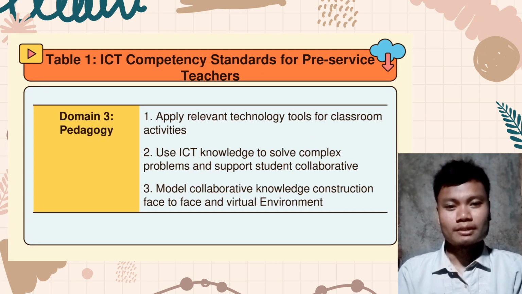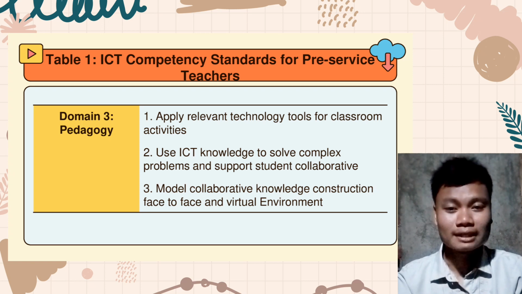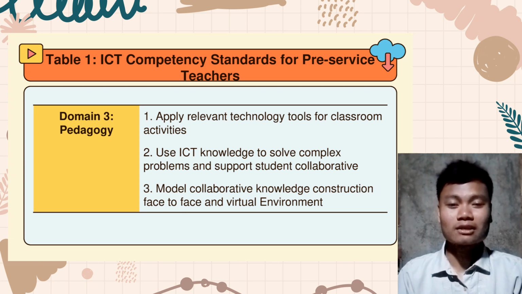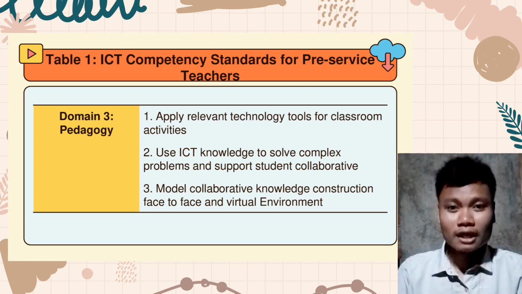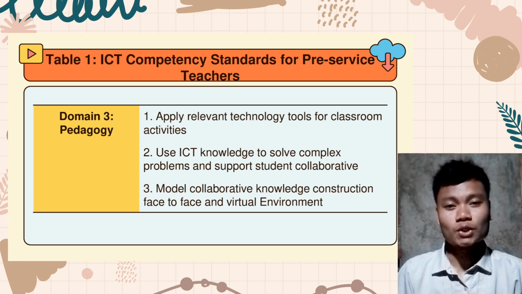In domain 3, we have three indicators here. First indicator, apply the relevant technology tools for classroom activities, meaning to say, you have to apply only the relevant technology tools in your classroom. So whatever is available, that is the technology tool that you're going to apply in your classroom activities. Second, use the ICT knowledge to solve complex problems and support the students' collaboration. The pedagogy, the way you are going to teach your class, is to improve the use of the ICT.